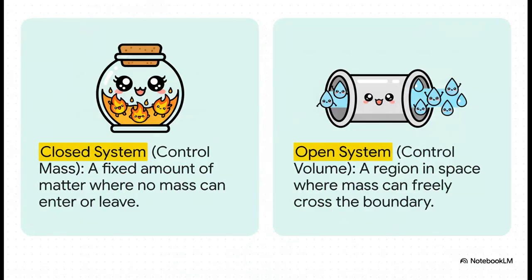And that's really the key difference right there. With a closed system, you're tracking a fixed amount of stuff, like the air trapped inside a house. But with an open system, you're watching a fixed space, like the inside of that boiler, and you're just tracking what flows through it. Knowing which one you're dealing with is step one to balancing the energy budget.